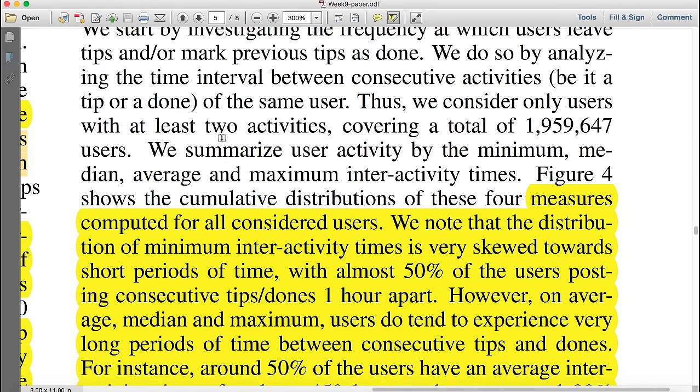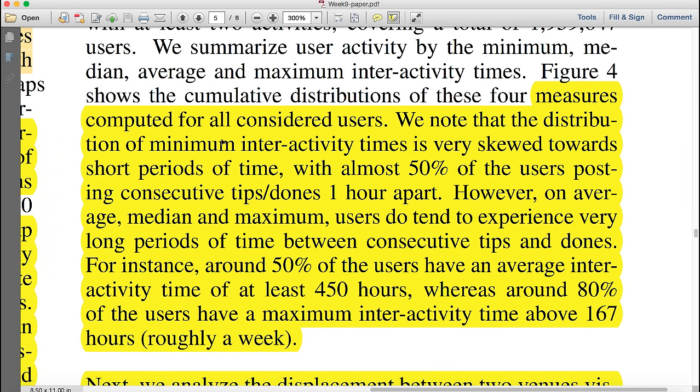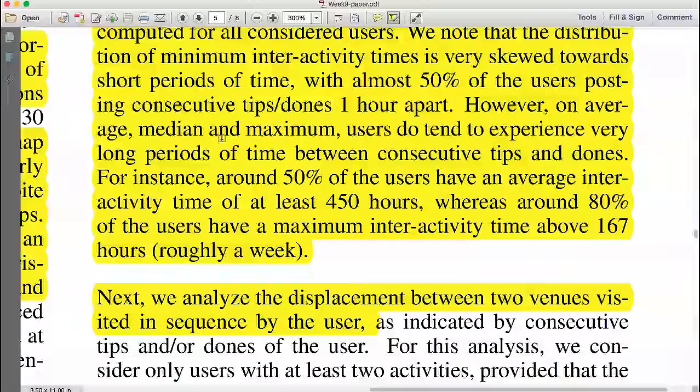Right, so that gives you a sense of what all we have seen. We have seen consecutive tips or don'ts with respect to time, and consecutive tips or don'ts with respect to distance.